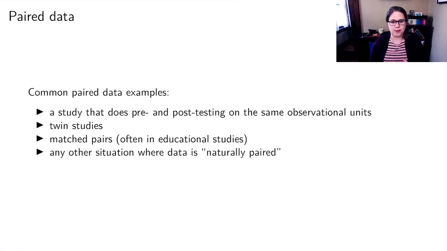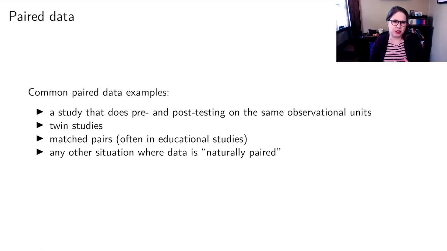Sometimes you'll see naturally paired data that does pre and post testing. So we have someone do a math test, and then we expose them to some stimulus, and then we have them do the same math test again. We see if they improve. And that data is naturally paired because I want to look at your math test before and your math test after. There's also an idea of matched pairs.